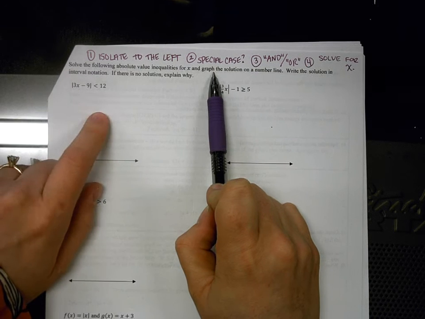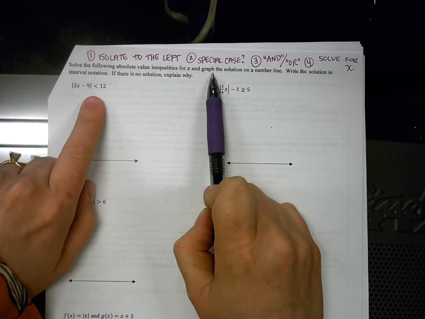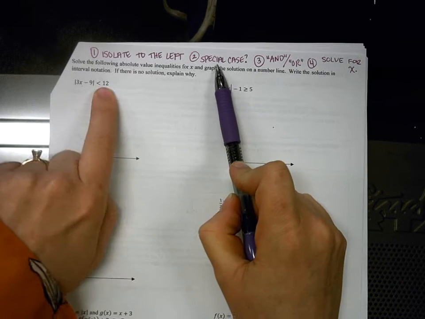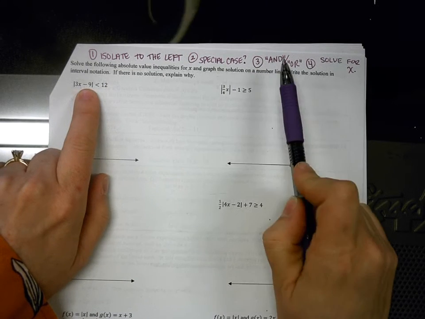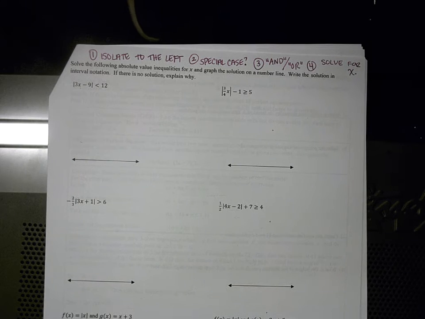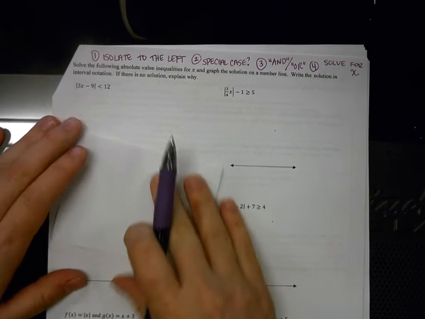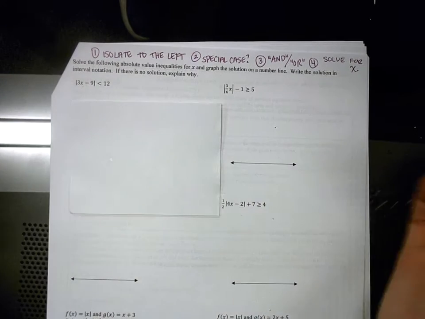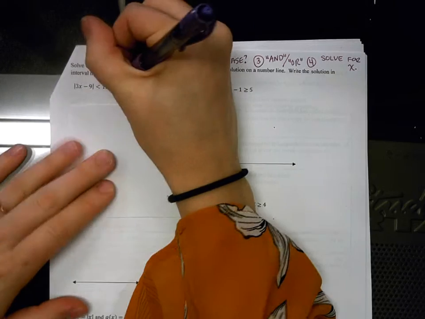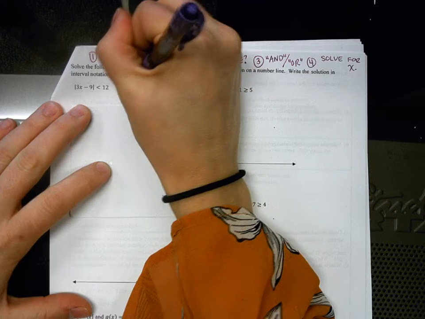Number 2, is this problem a special case? No. This 12 is not negative, so it's not a special case. Number 3, we need to determine whether this is an AND problem or an OR problem. So some of you already have the answer, which is perfect. It is an AND problem, in fact, but I'm going to show you a little bit more information on that.